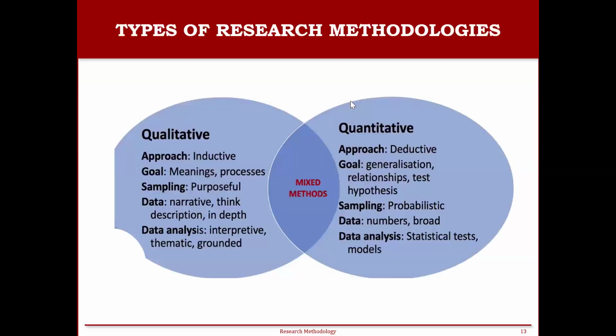Okay, so moving on to the most important one, the types of research methodologies. We can mainly categorize research methodologies into two main parts, called qualitative and quantitative studies, right? These are the two main approaches in order to gather and analyze the data. So that is qualitative and quantitative research methodologies.